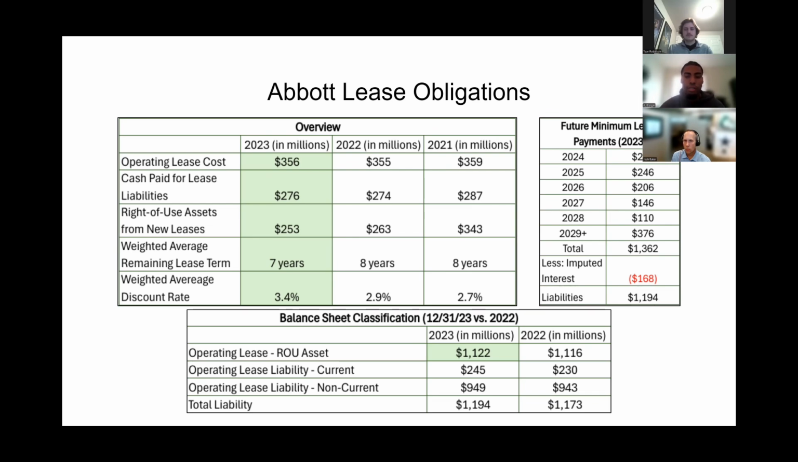The weighted average lease term has shortened, offering more flexibility, but also reflecting uncertainty about future leasing needs, while the rising discount rate indicates increasing interest costs that may affect future agreements. Overall, Abbott's lease obligations seem manageable, but the drop in new leases and rising interest rates could present challenges in the future if growth and cost management aren't closely monitored.